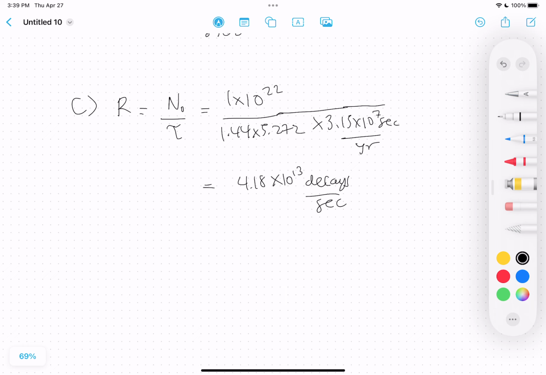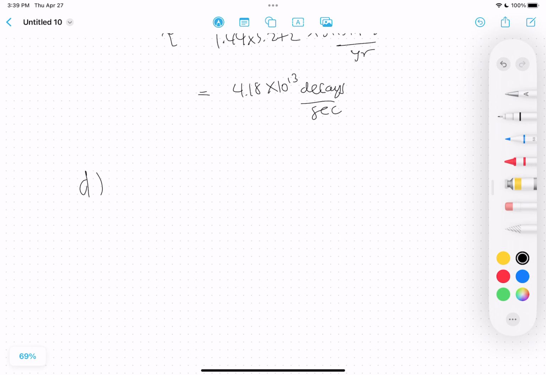So this will be the last part, so we can wrap this up. It says, how long does it take for that 1 gram sample of cobalt-60 to have an activity of 2.4 times 10 to the 13 decays per second? So essentially, we're trying to figure out the time elapsed to get to that specific activity. We use the equation R(t) equals R0, our initial activity, times e raised to the negative time elapsed over tau, right? So R(t) is that 2.4 times 10 to the 13 decays per second that we want to reach.